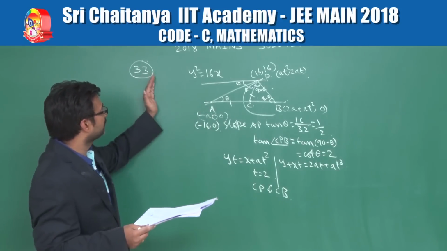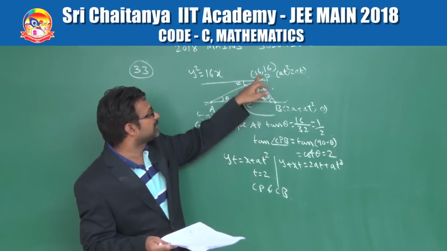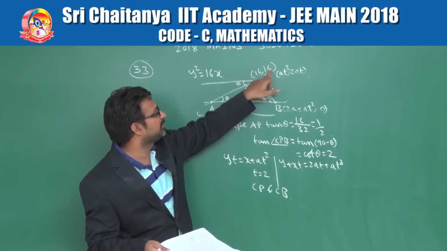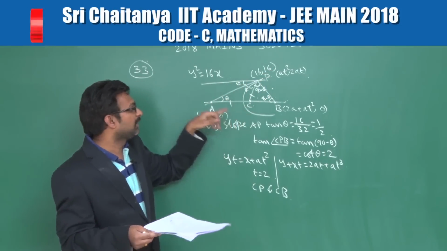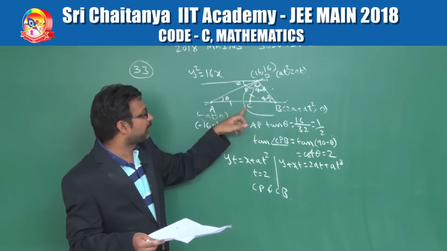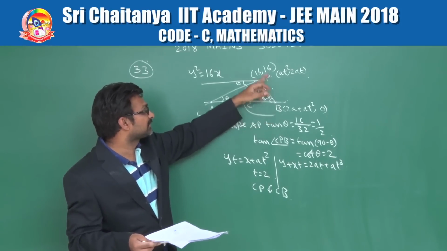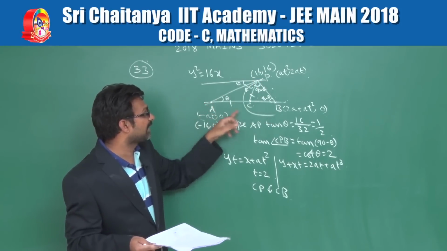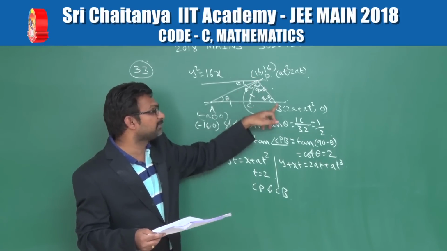So let us see question number 33. Y square equal to 16x is the given parabola. There is a point P (16, 16) from which tangent and normal are drawn to the parabola which are intersecting the axis at A and B, and the midpoint of A and B is C, or else the circumcenter of triangle APB is C, and we want the tan of angle CPB.